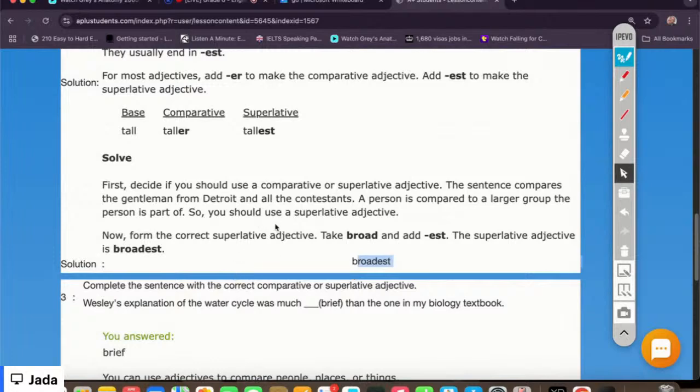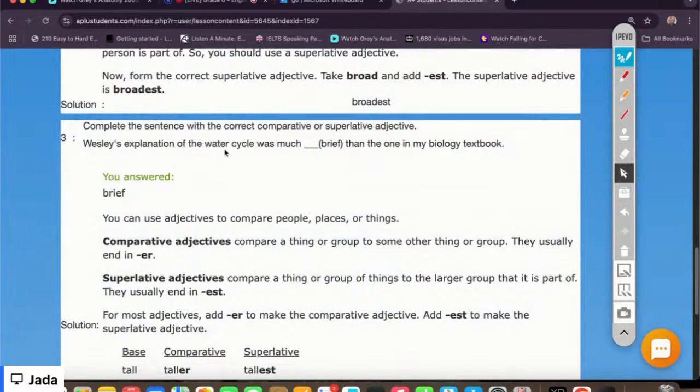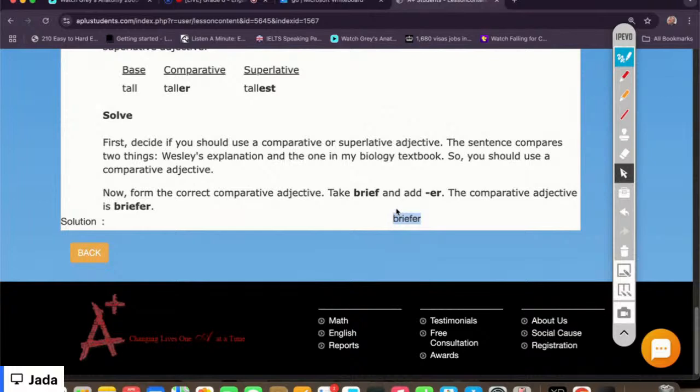So the superlative form of the adjective is the most suitable one for that sentence. Okay, so we also have: Wesley's explanation of the water cycle was much brief than the one in my biology textbook. Brief, so what is that? Briefer, because we already just have one syllable, so we would just say briefer with er.